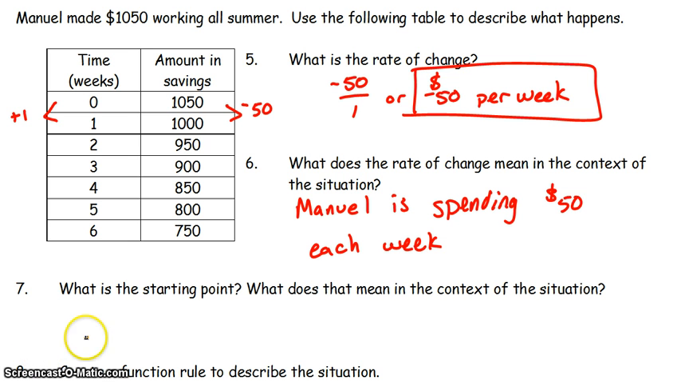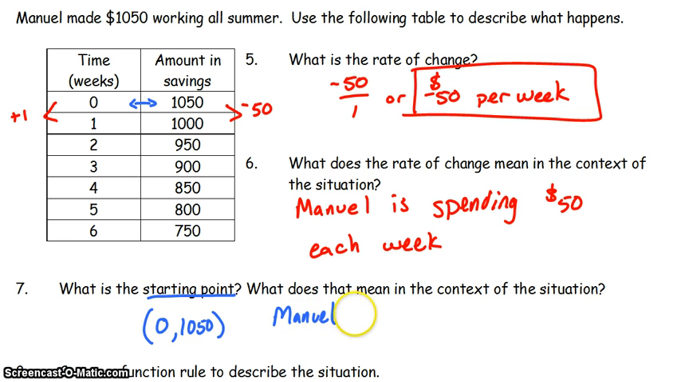Number 7 asks us to find the starting point. Remember, when I'm looking at the starting point, I'm looking for the ordered pair where x is 0. In that case, it is the first one. So at 0, it's 1,050, which means that Manuel started with $1,050.